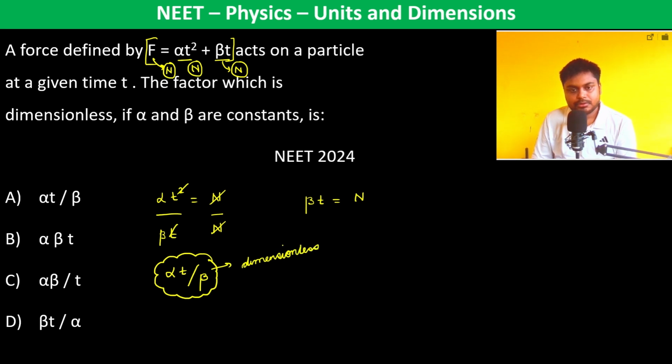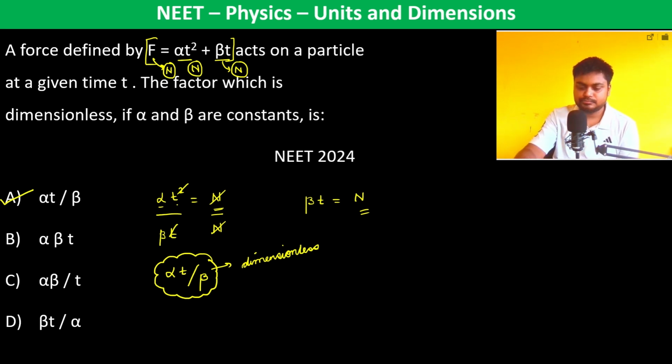Okay. So why we divided? Because we just saw that alpha t square is in Newton, beta t is also in Newton. So when they are divided, Newton and Newton are going to be cancelled. So therefore alpha t square by beta t has to be dimensionless. So therefore the option number A is correct.